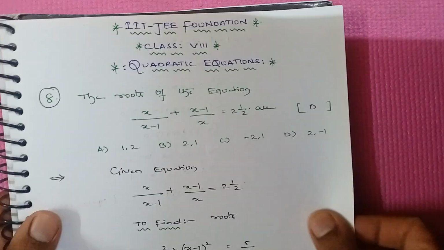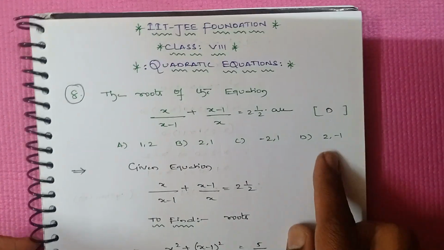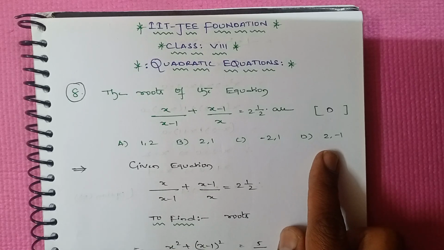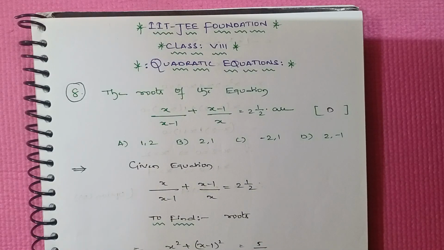2 comma minus 1, that is option D. That is option D. I hope you understand this sum.